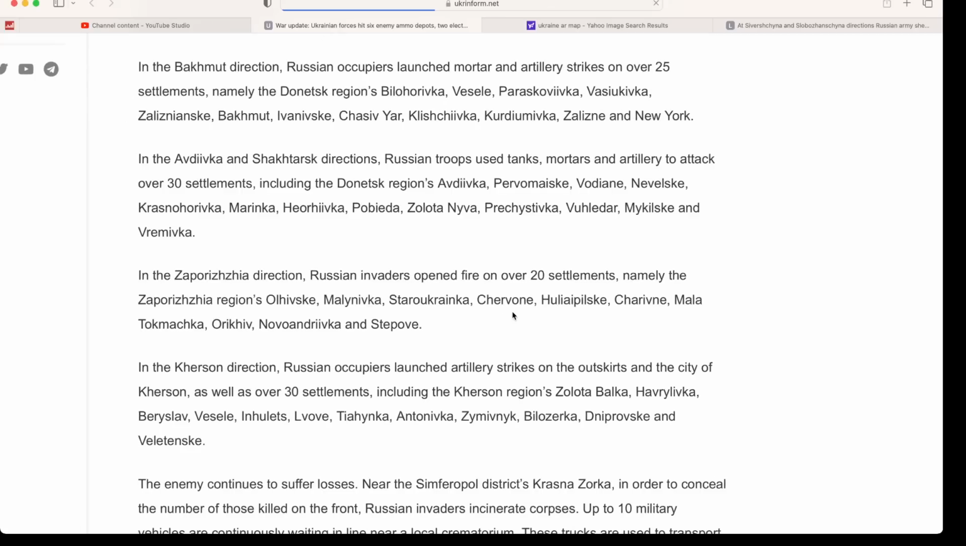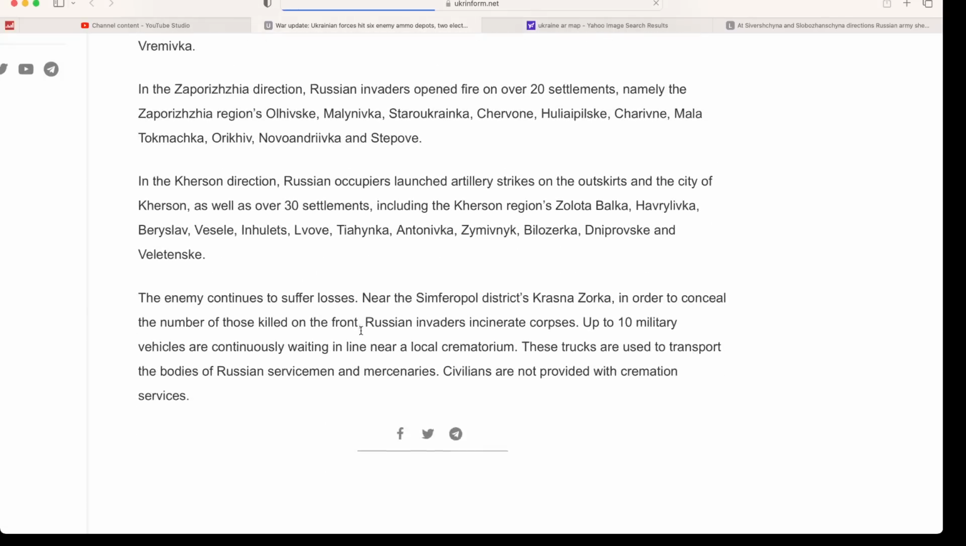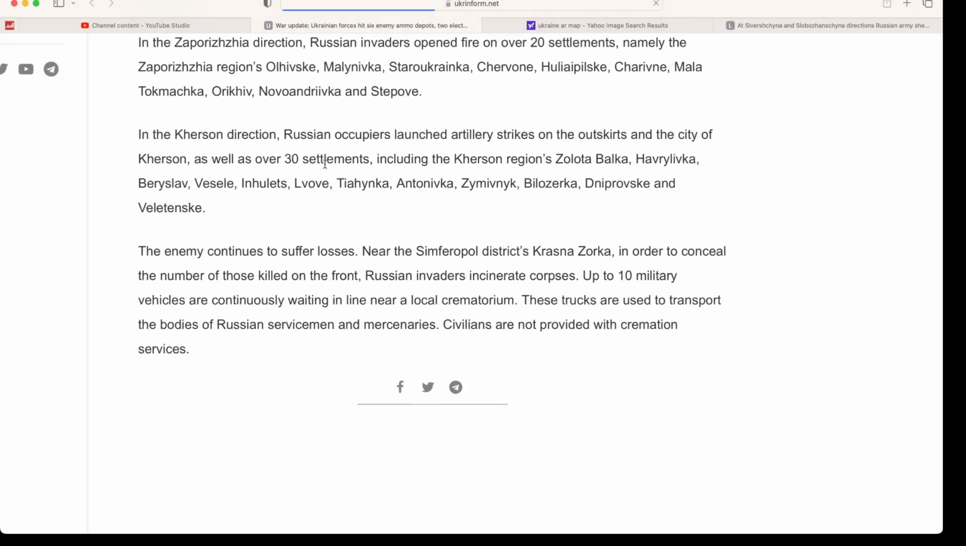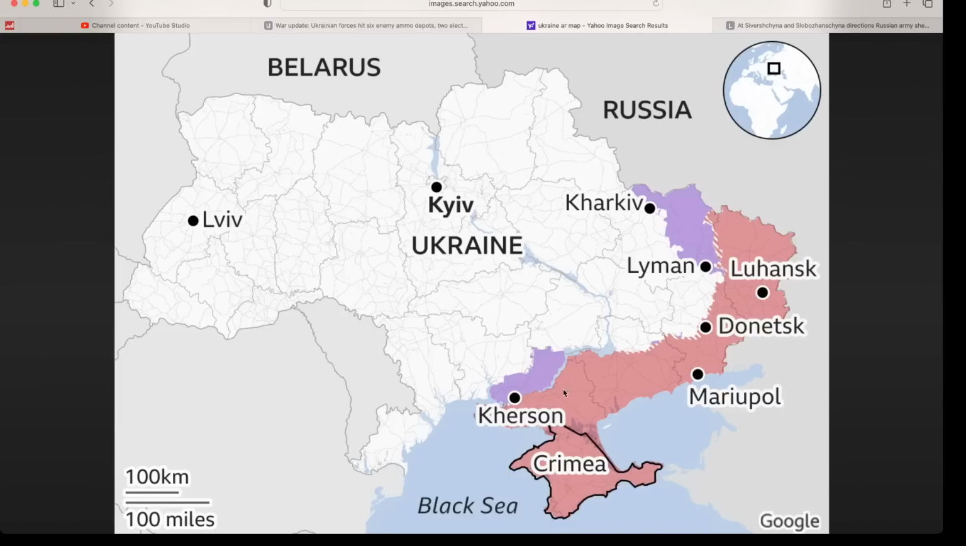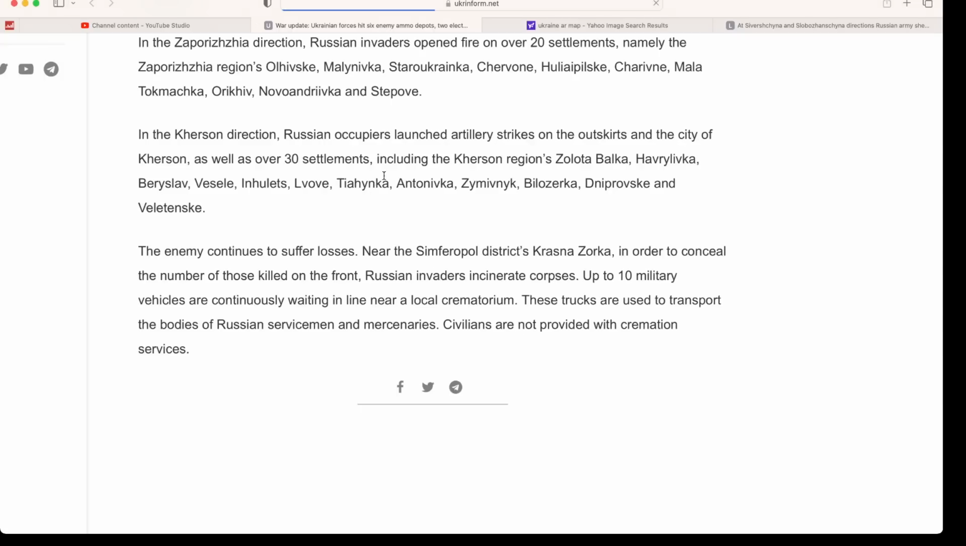Russian invaders opened fire on over 20 settlements, namely in the Zaporozhye region, and they give you about 10 settlements. In the Kherson direction, which is the most south, if you ignore Crimea, so it's right here on this direction. Russian occupiers launched artillery strikes on the outskirts and the city of Kherson, as well as over 30 settlements, including in the Kherson region, and it gives you about 9 settlements. The enemy continues to suffer losses near the Simferopol district, Krasnozorka.